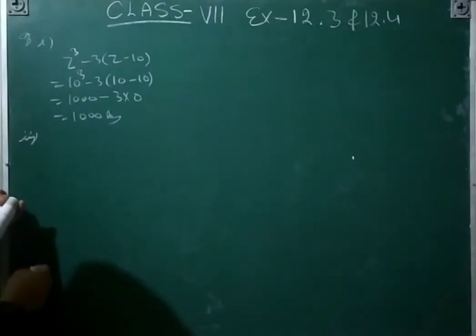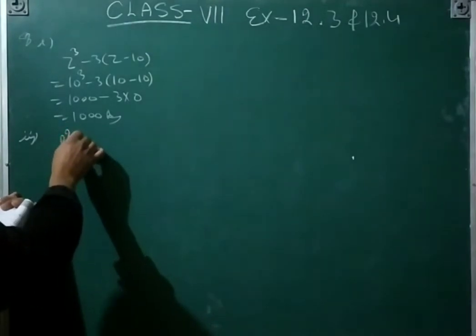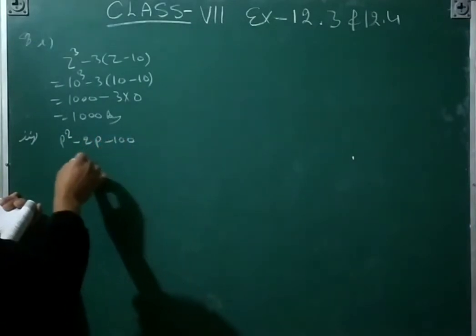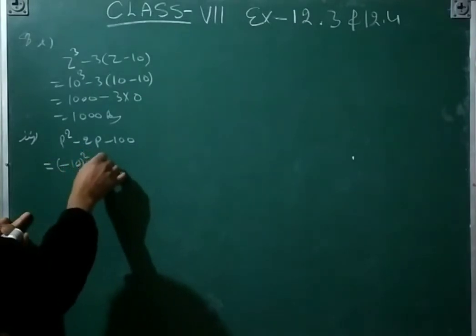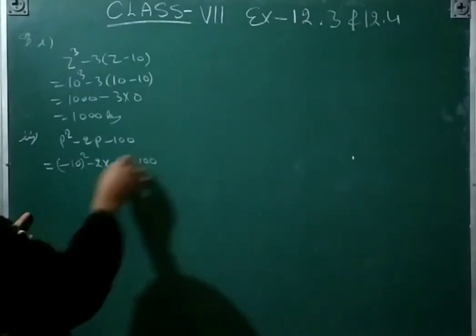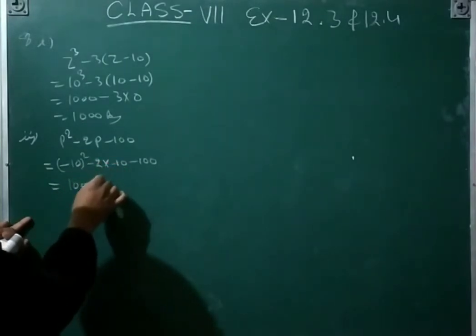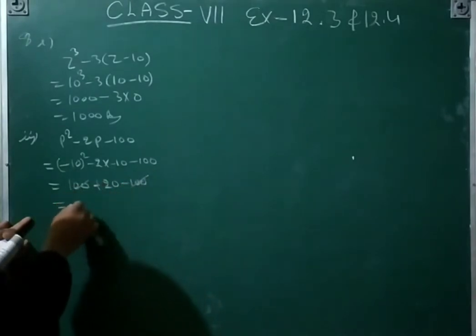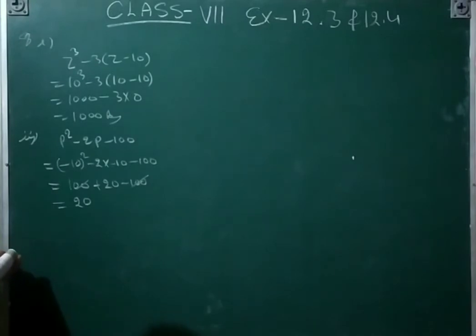Second part of that one. Second part, p is equal to minus 10 is given there. So that is p square minus 2p minus 100. So that is minus 10 square minus 2 into that minus 10, then minus 100. So that is 100 minus minus, plus 20, minus 100. That minus 100 cancels by plus, and that is 20, the answer.